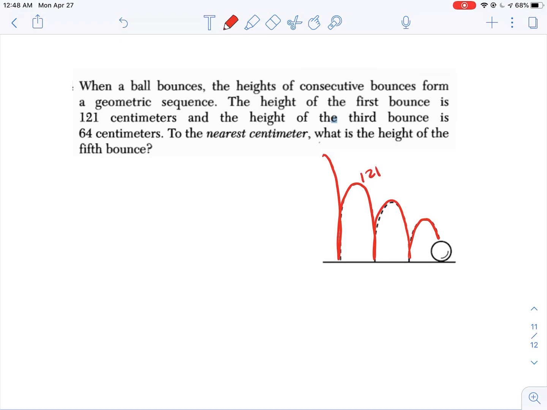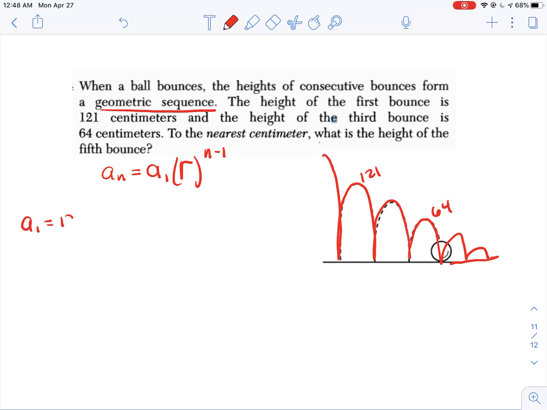The height of the first bounce is 121 centimeters. The height of the third bounce is 64 centimeters. What will be the height of the fifth bounce? So, what's the height of that fifth bounce right there? Okay, so we know it is geometric. So we do know that we can use a sub n is equal to a1 times r to the n minus 1 if we need to.